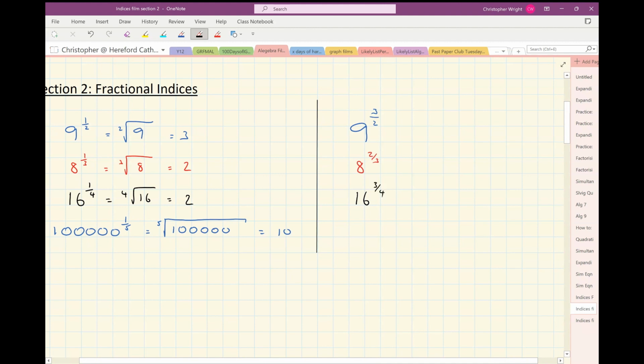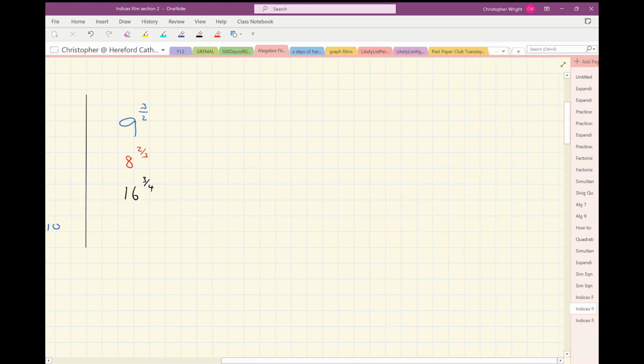Let's look at each of those examples. Now, 9 to the power of 3 halves. Well, we know what 9 to the power of a half is. And 9 to the power of 3 halves is 9 to the power of a half cubed, which is 3 cubed, which would be 27.